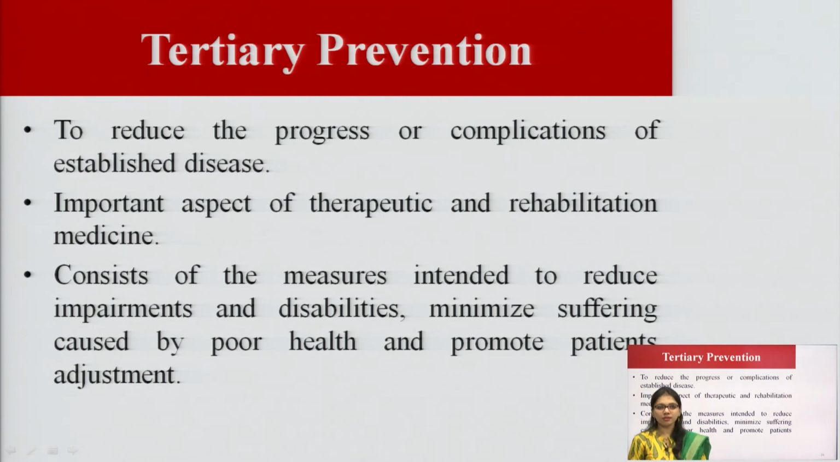Now, at last is tertiary, after primary and secondary. The last one is tertiary prevention, to reduce the progression or complications of established disease, and the important aspects are therapeutic and rehabilitation medicine. In tertiary prevention we are managing a chronic disease. If we are managing a disease, for example cancer or stroke rehabilitation, that comes under tertiary prevention.